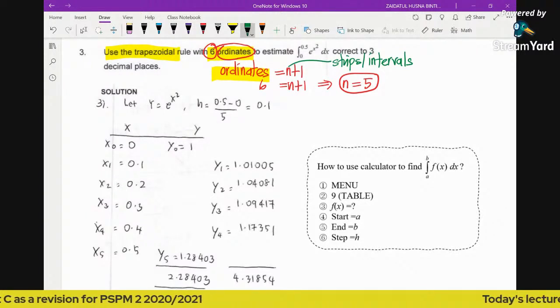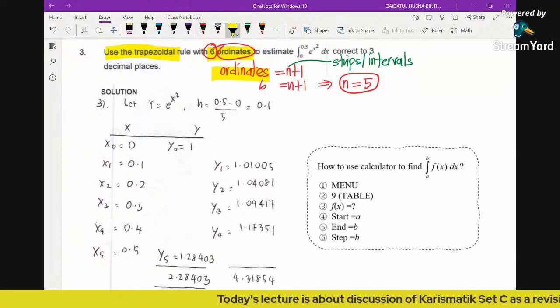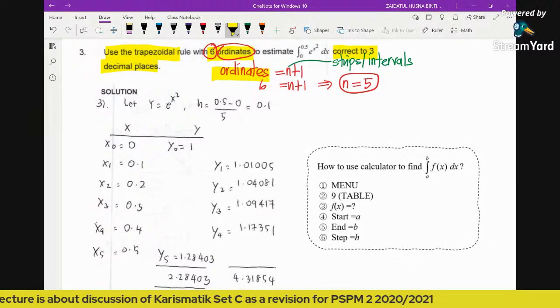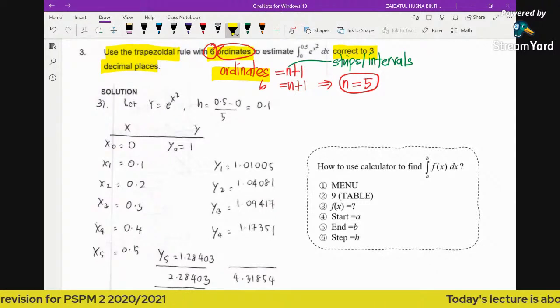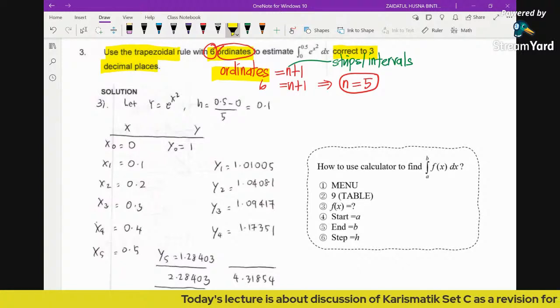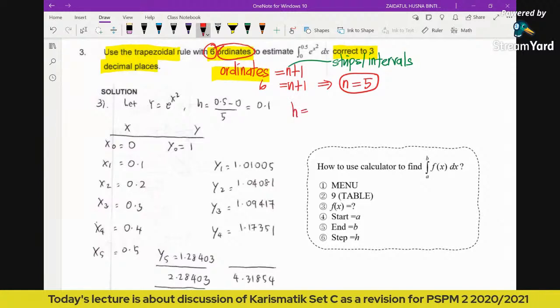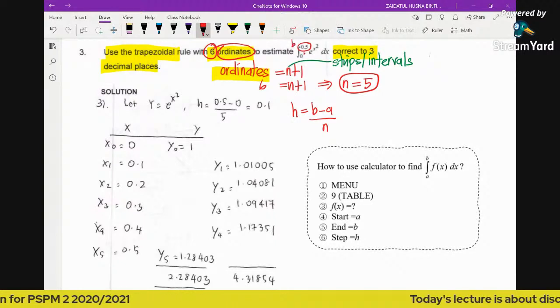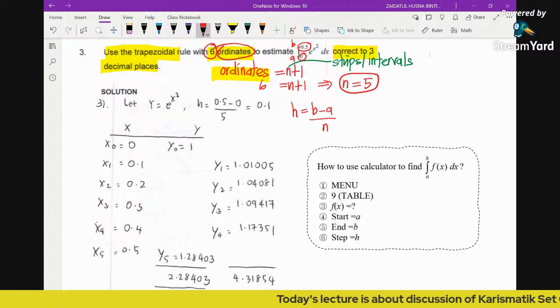The question says use trapezoidal rule to solve this integral correct to 3 decimal places. So once we have this instruction, the final answer has to be correct to 3 decimal places, which means throughout the solution or in the table, you have to provide more than 3. You have to give more than 3, which means 4 and above. First we need to find the h. The formula of h is b minus a over n, where b is the upper limit and a is the lower limit. So 0.5 minus 0 divided by 5, and you get 0.1 as the h value.